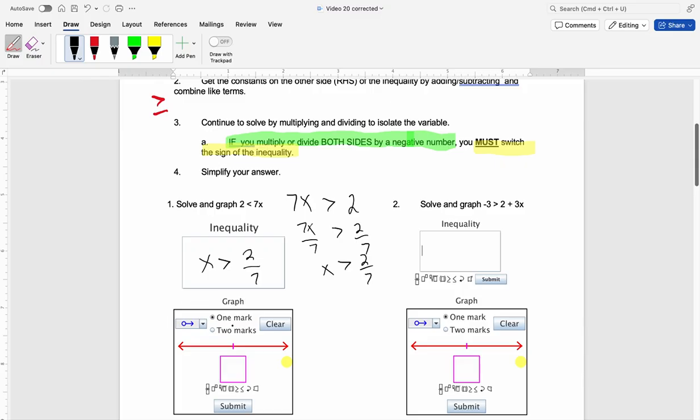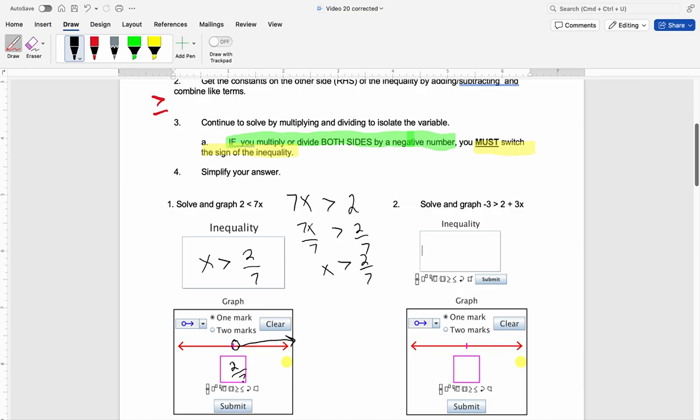So this is the symbol that we want. Make sure you click on that in GMM. And it goes out to the right. And don't forget to put your number here. So 2 sevenths.